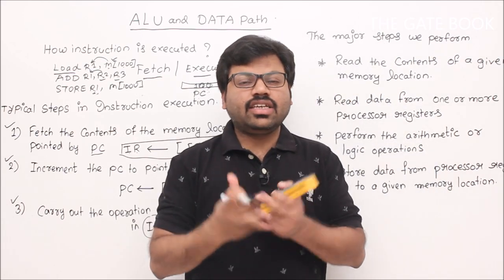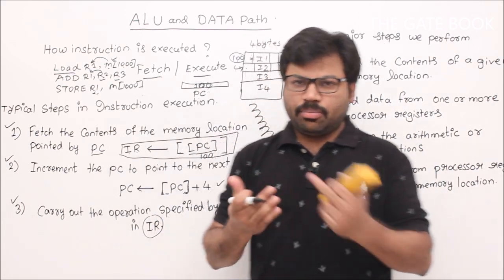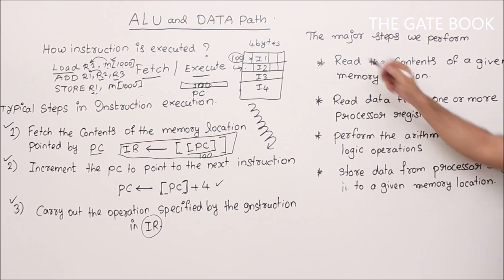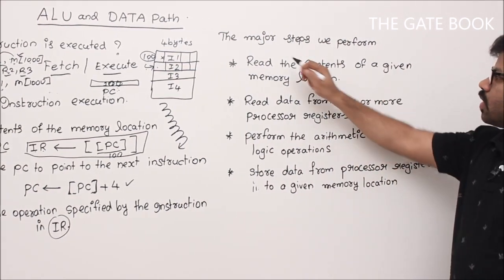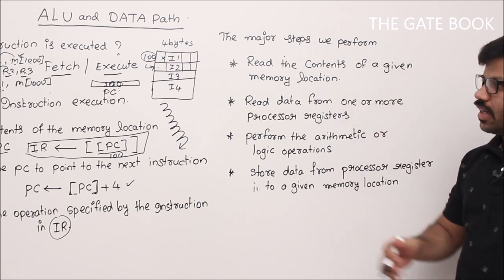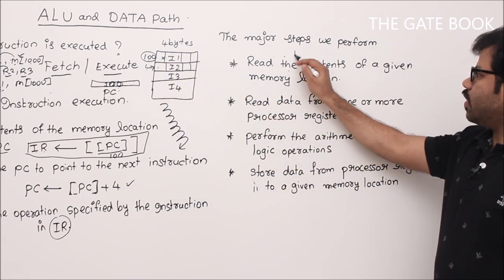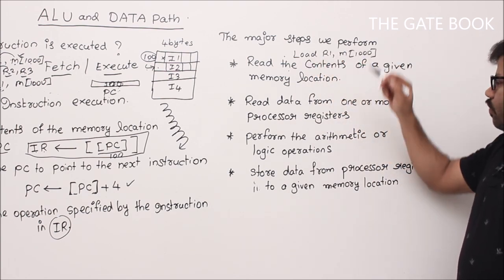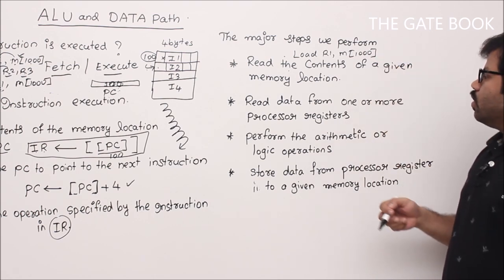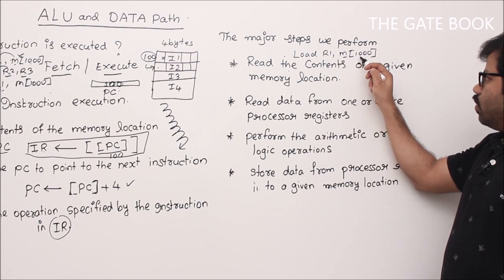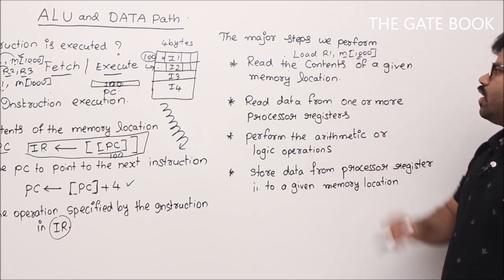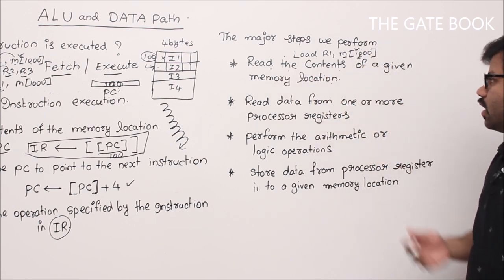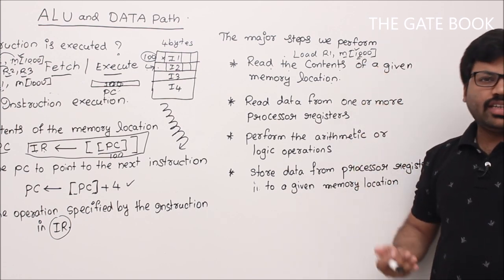What is that? The major steps in execution of any instruction, typically, you will be doing these four operations. See, the major step we perform generally is reading the contents of a given memory location, correct? For example, the meaning of load R1, memory of 1000: whenever you are executing this instruction, we take the value from memory location 1000 and transfer it into R1. For that, we are reading the contents of a given memory location. I am not saying that you always do that. It depends on the instruction.